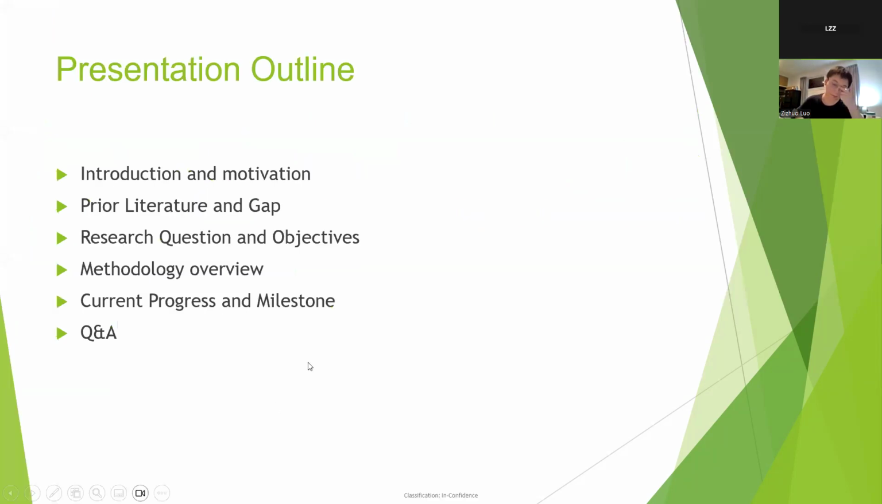Here is the structure of my presentation. First, I will introduce my research background and my study motivation. After that, I will show you the peer literature and the gap. After that, I will state my research question and objectives. Next, I will talk about my methodology design in detail. In the last slides, I will report my current research progress and the milestones. Finally, I will leave some time for Q&A.